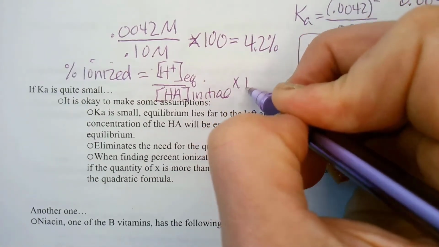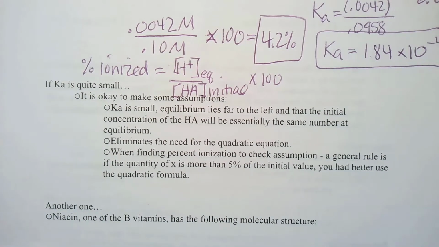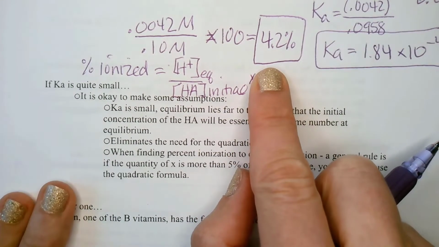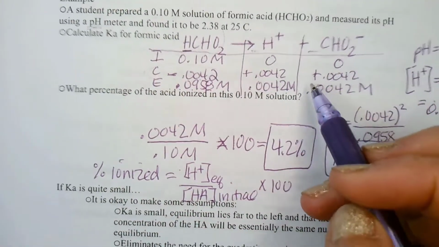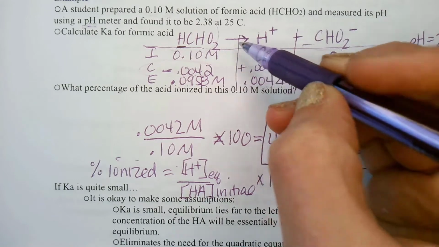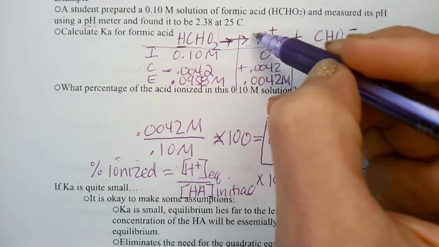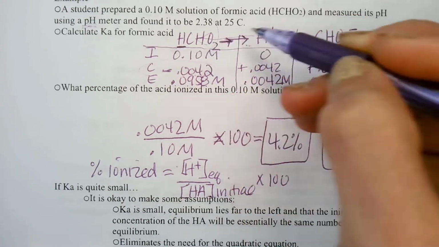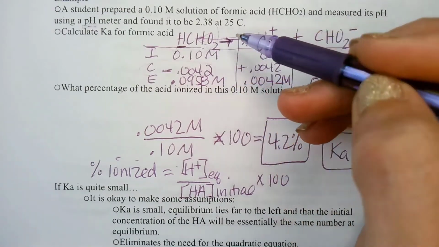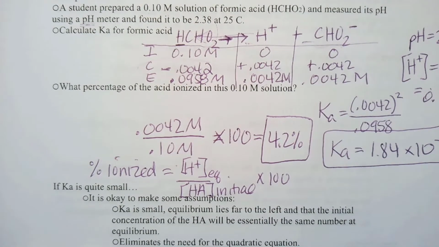And then times that by 100. So that's a pretty small percent. So really, when we look back at this equilibrium, that means only 4.2% have ionized. So a really small arrow to the right and a really big arrow to the left. So our equilibrium is definitely lying to the left in this case.